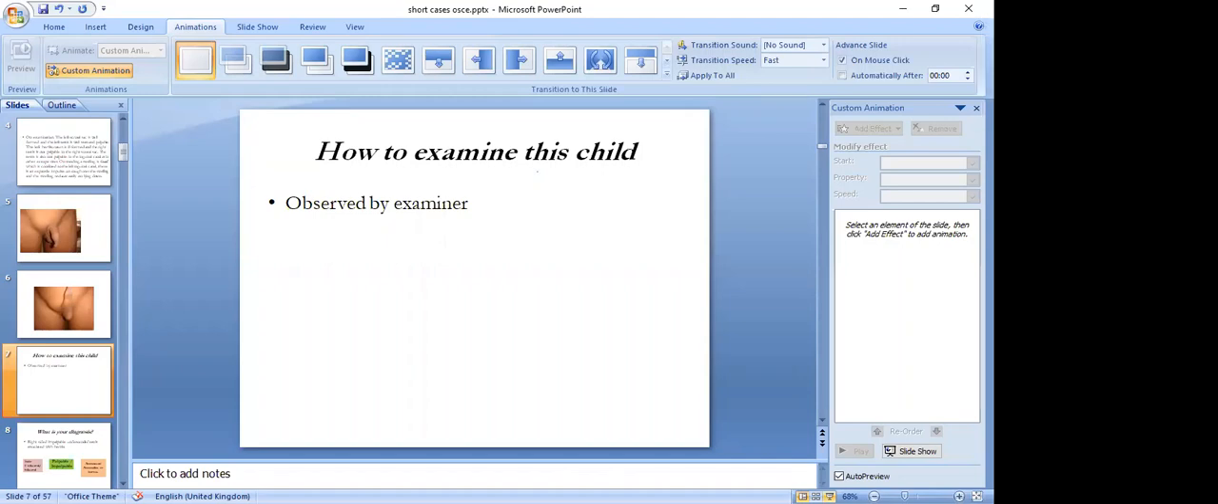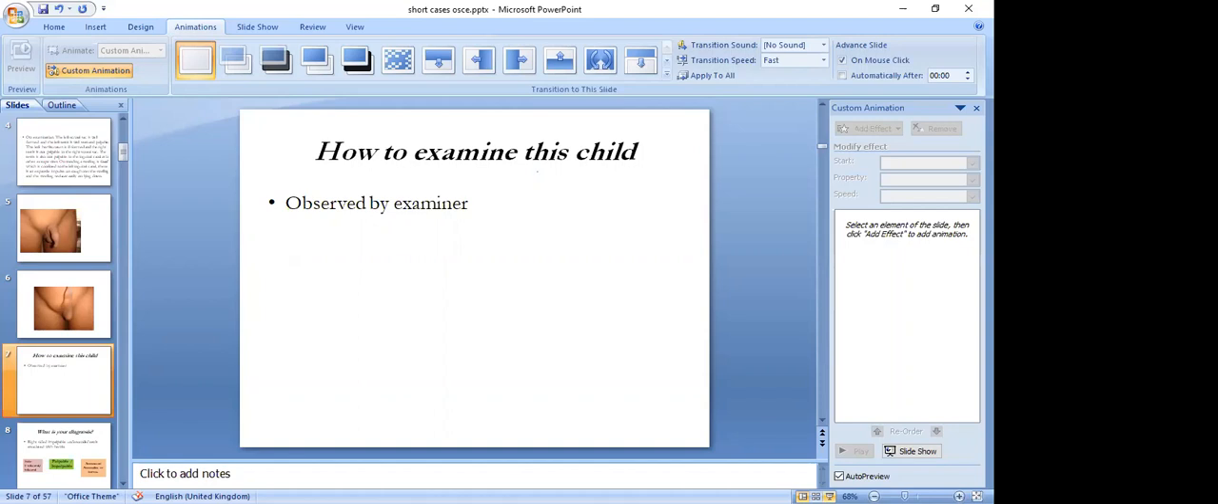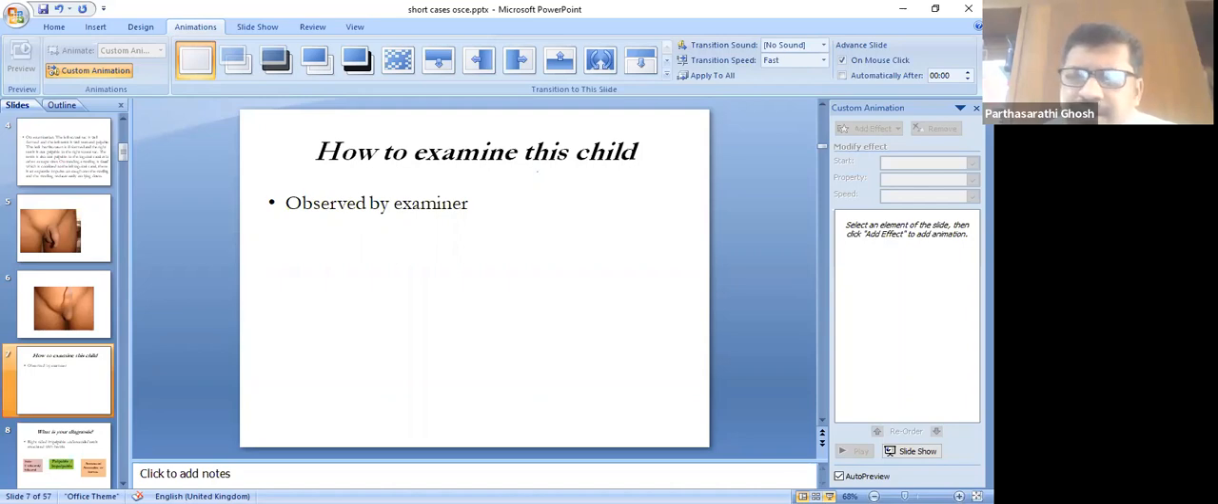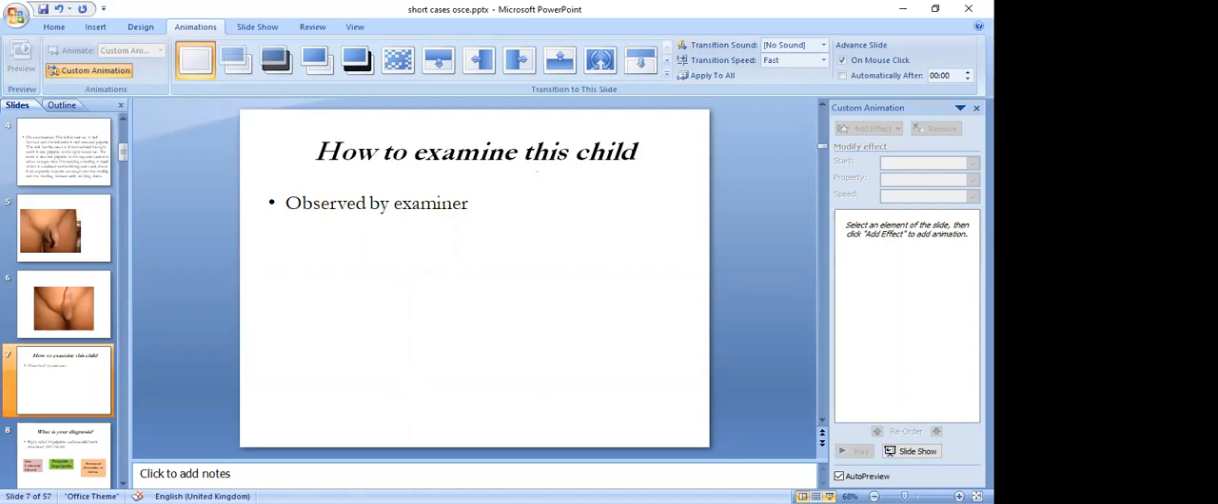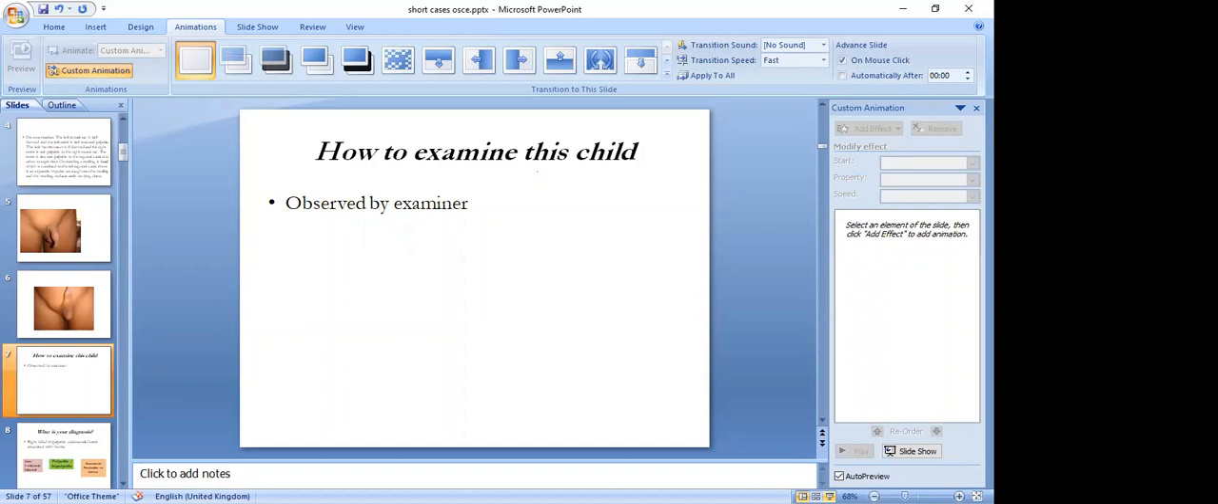Sir, I'll examine the child in standing position, and I'll ask the child to take a bonnet, armchair position, holding the child with the knees flexed, so that the increase in abdominal pressure will make the swelling more prominent. Yes, you were suspecting a hernia in this case. Anything else? Sir, I'll examine the testis also, as the right hemiscrotum is ill-developed and the testis is also not palpable.